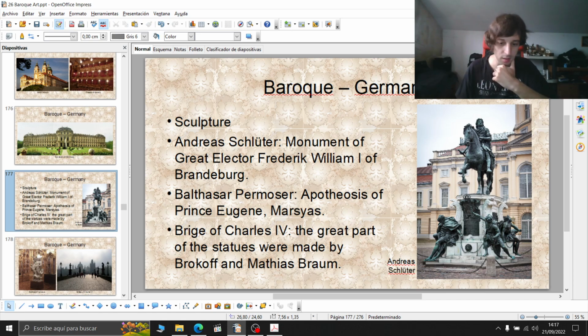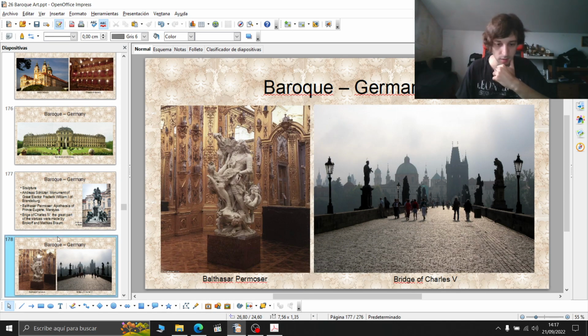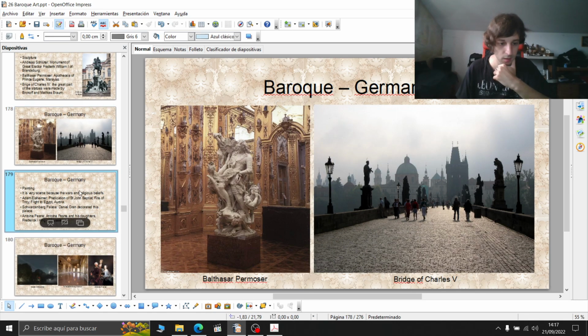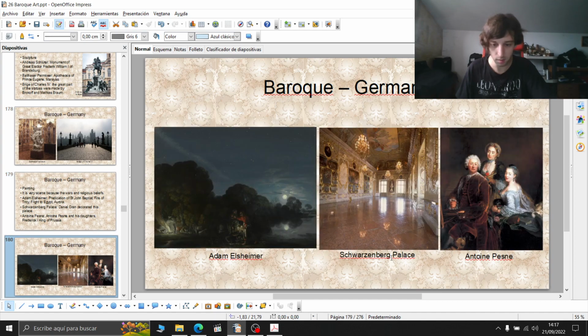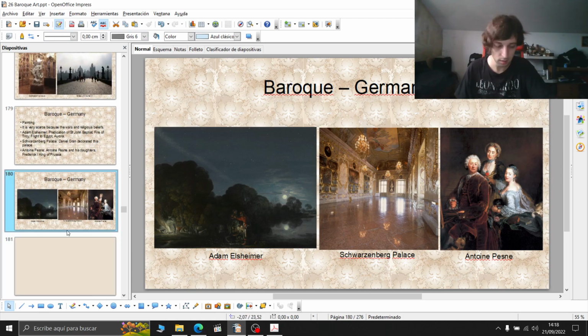The great part of the statues were made by Brokoff and Matthias Braun. Here, the examples. Now, painting is very scarce because of the wars and religious beliefs. Adamsheimer, Schwarzenberg Palace, and Antoine Pesne. Here, Adamsheimer, the paintings of the Schwarzenberg Palace, and Antoine Pesne.